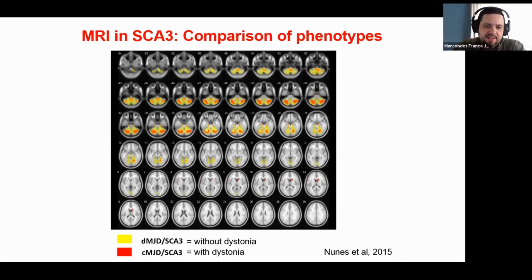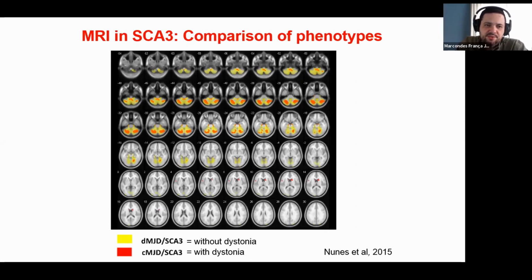It's interesting to realize that when you look at the structural maps in these two groups, of course, they have some regions that were similar, but we could notice some interesting differences, namely the involvement of the caudate nuclei, which was restricted to the group with dystonia. This is interesting because it shows us that there are regions which are always found to be involved in this condition, but there are some other regions that may not be involved in every single patient. And this could be one of the reasons for the different phenotypes we often see in Machado-Joseph disease.